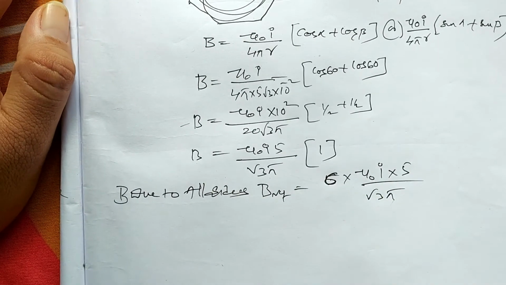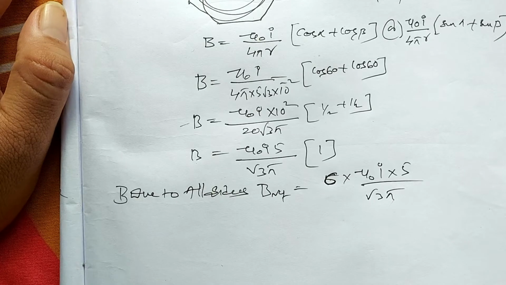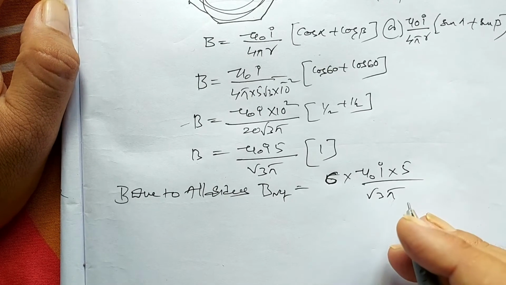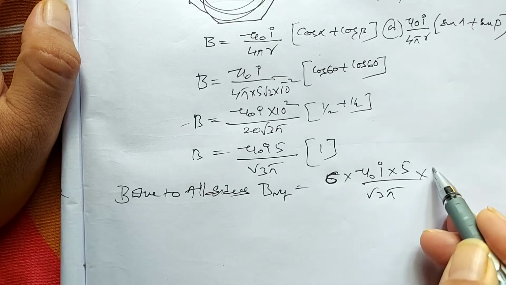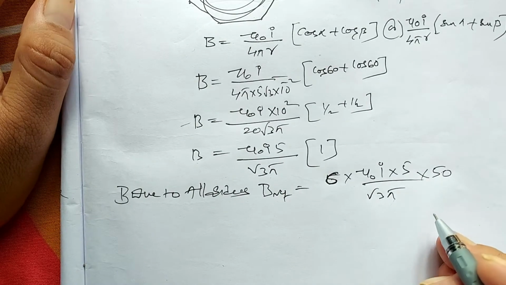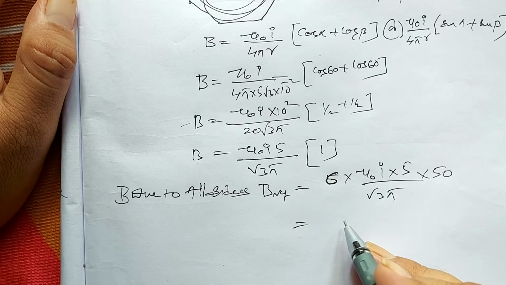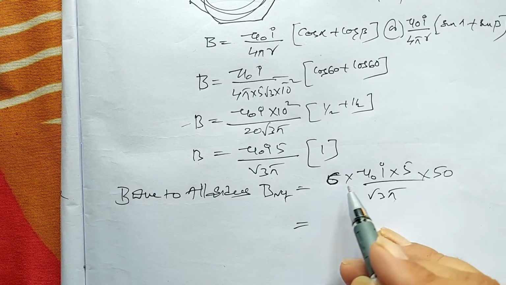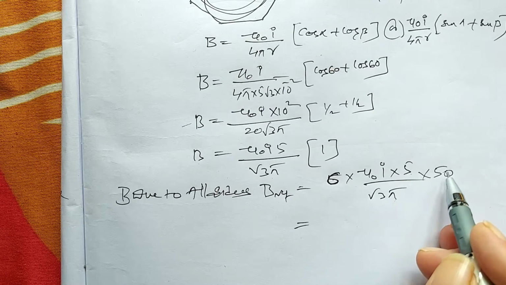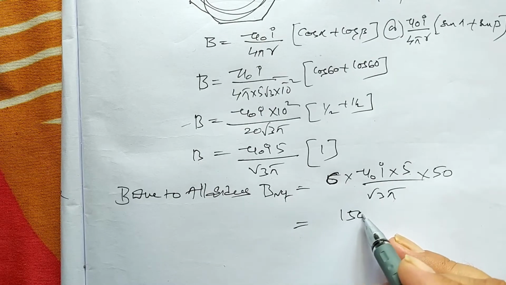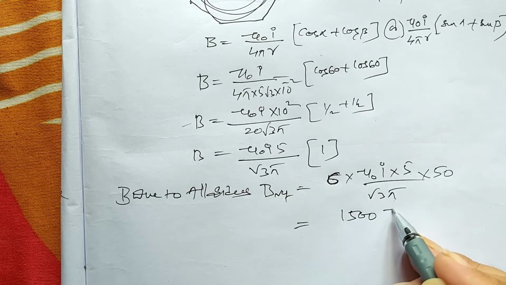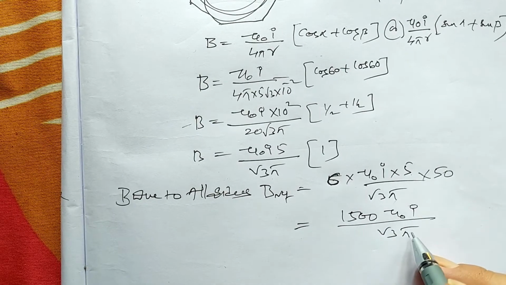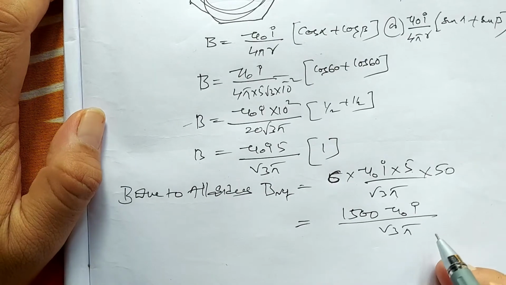Here, how many turns are there? The number of turns is 50. Now you should multiply with 50. That is equal to 6 into 5, 30, into 50, 1500 mu naught I divided by root 3 pi.